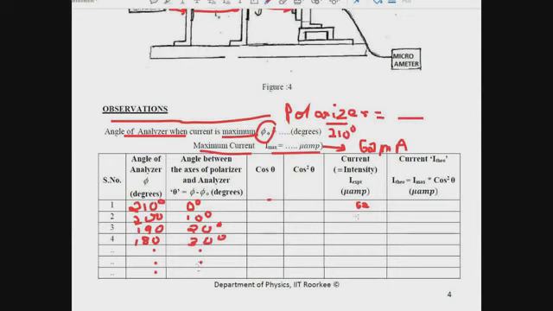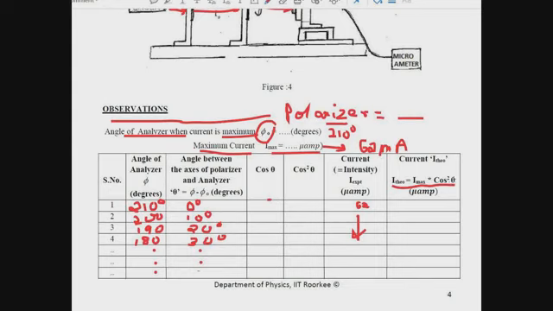My current will decrease. It will go down. Why? What will happen? If I go to the basic formula, I is equal to I naught cos square theta. Now when my theta is 0 degree, my cos theta value is maximum because cos 0 degree is 1. So I'll have maximum current then.